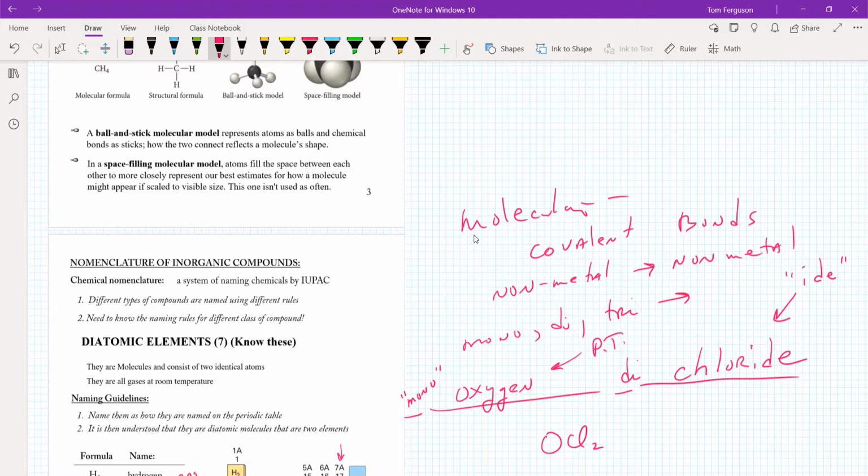A lot of my students like to put the mono in, even though it's optional, so it's totally consistent. The mono, so this is optional. And this is not optional, which to me is strange. But that's the way it is. So the mono in the second constituent atom is not optional. Mono with the first one is. So that's why mono oxygen dichloride is fine, as well as oxygen dichloride.